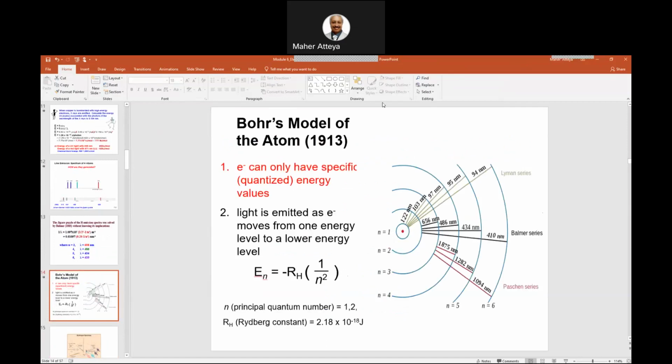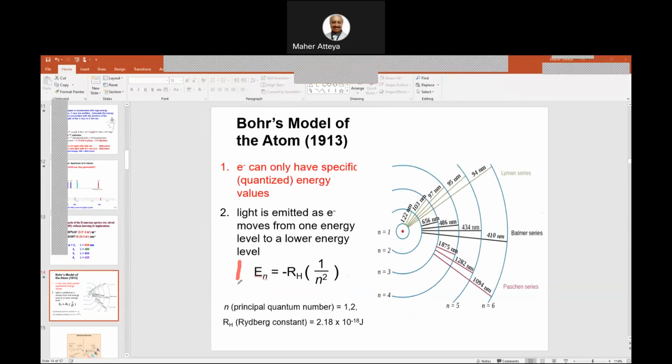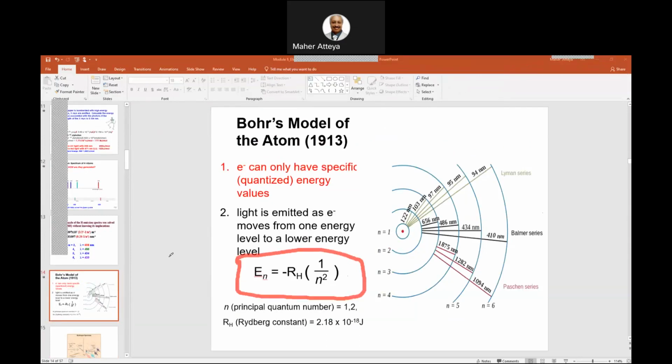So there is a law I want you to put in flashcards. You will need it. From higher to lower, that's emission.